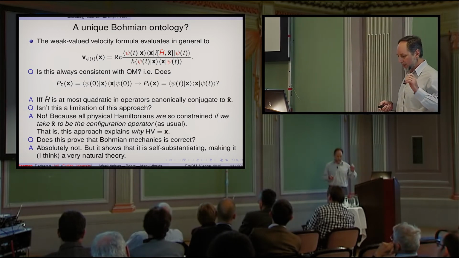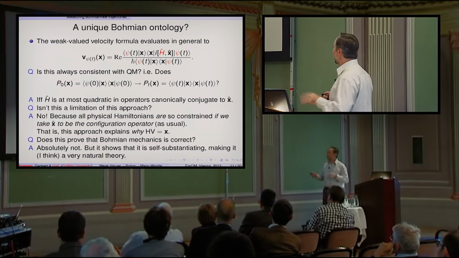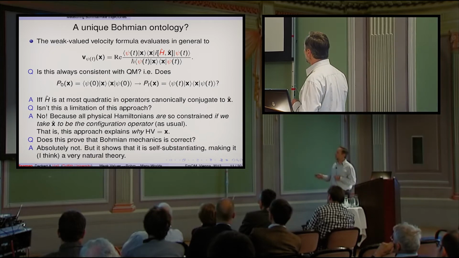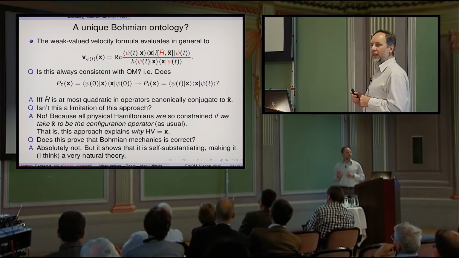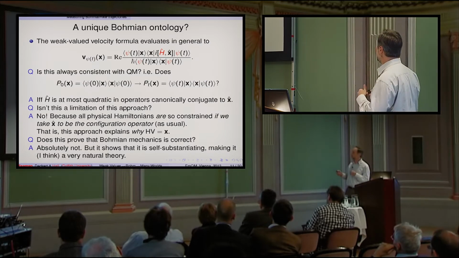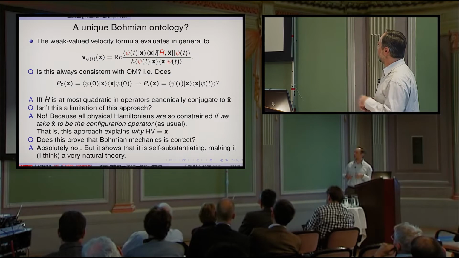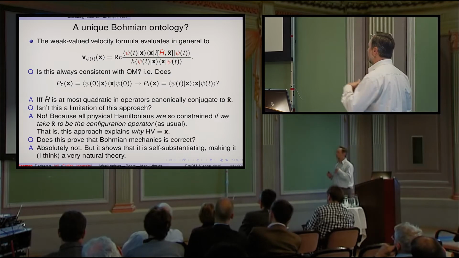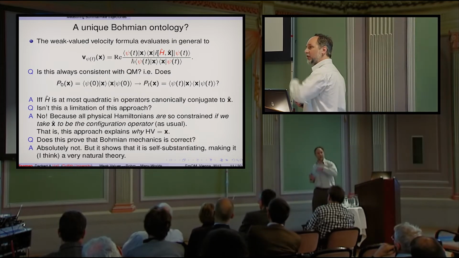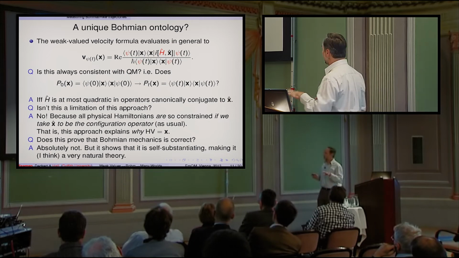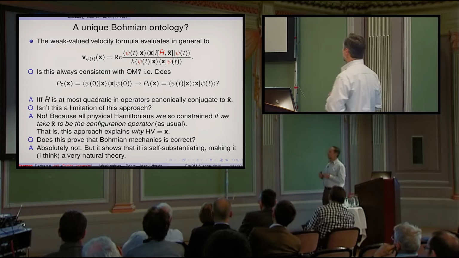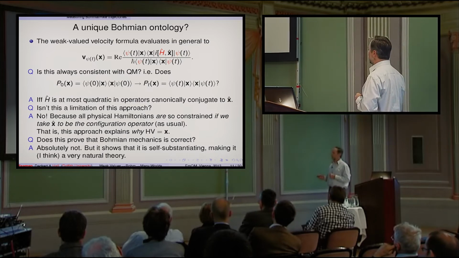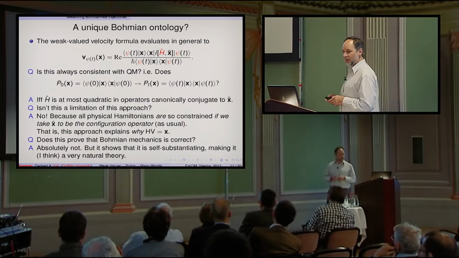...which can be experimentally measured. But what I think it shows is, it doesn't show the theory is correct, but I think it shows that it's self-substantiating, in the sense that with Bohmian mechanics, if you choose this, then you get a theory in which, if you go out and do an experiment according to that theory, you would measure a weak value which would be in accord with the velocity in the theory. And so that makes it, I think, a very attractive and natural theory, but it doesn't prove that it's necessarily correct.